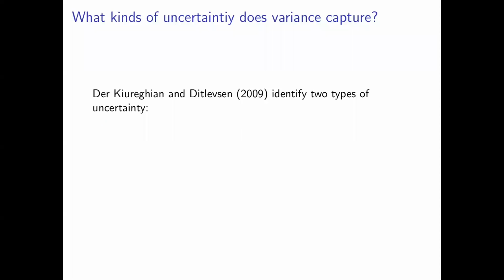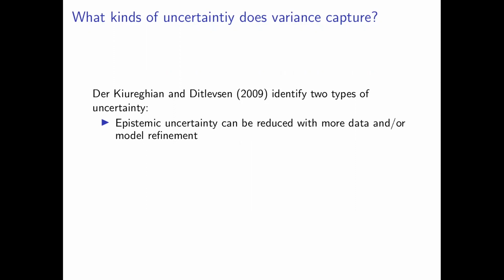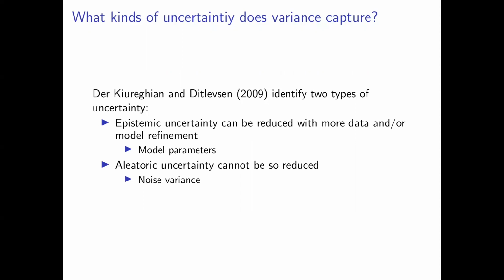We expect our model's variance estimate to capture two types of uncertainty. Epistemic uncertainty is that which can be reduced by collecting more data or by refining your model. In the Bayesian world, this can be thought of as model parameter uncertainty. Aleatoric uncertainty is that which cannot be so reduced. So an example of that would be measurement noise or noise variance.